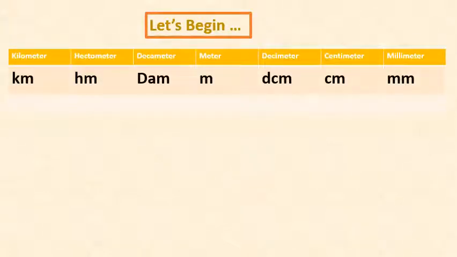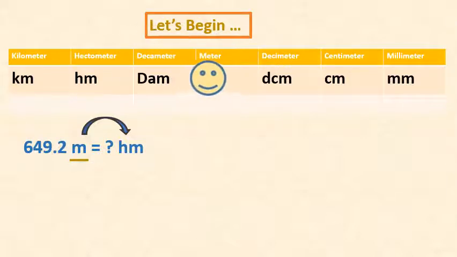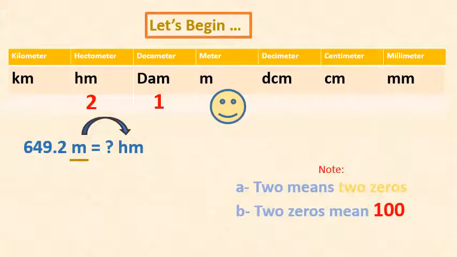So this is the table. The question is 649.2 meters equals how much in hectometers? So where are we on this table? In meters. Where are we going? To hectometers. So put a smiling face in the meters. Then start counting. 1, 2. What did we say we mean by 2? 2 means 2 zeros. 2 zeros mean 100.